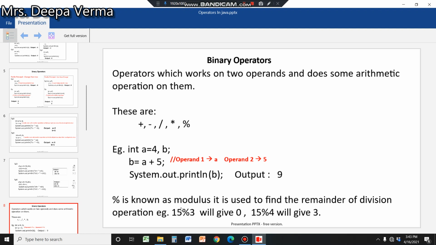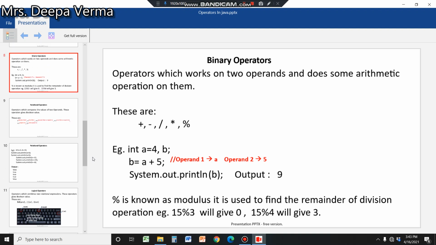Now see, this percentage sign is known as the modulus sign. When we want the remainder from a division operation, we use this sign. In class 7, you were using the mod operator, the mod function, to get the remainder. But here, this sign is used. This is the modulus sign we call in Java. It is used to find the remainder of a division. See the example, 15 divided by 3 will give 0, because 3 5s are 15 and the remainder will come 0. Okay, so it is like this.